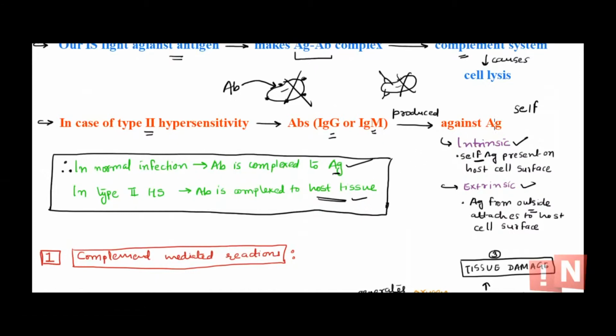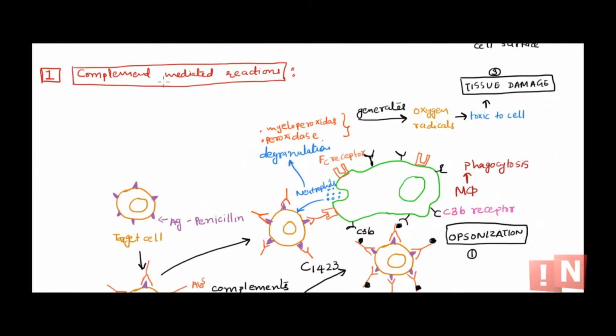Now let's see how and what happens. The first type of type 2 hypersensitivity that could occur is because of the complement mediated reaction. In normal conditions, when antibody is bound to an antigen, we have talked about all the complement pathways and we know how antigen antibody complex can trigger the complement system.